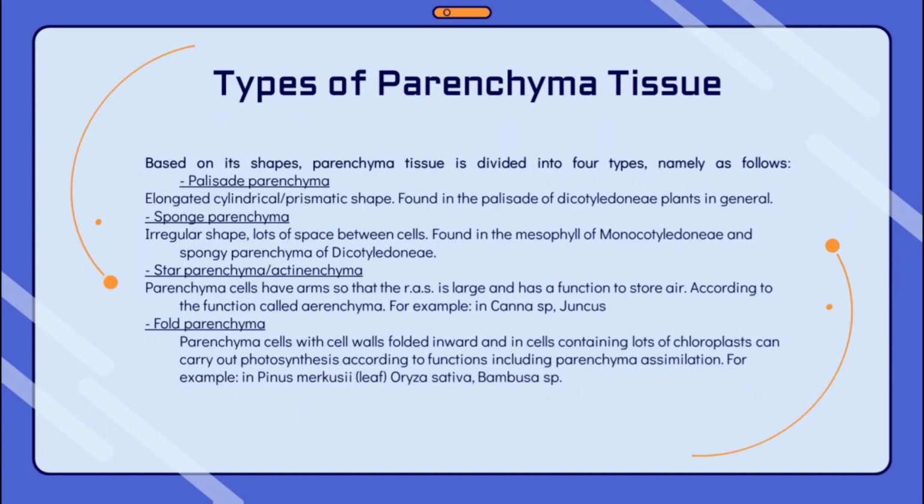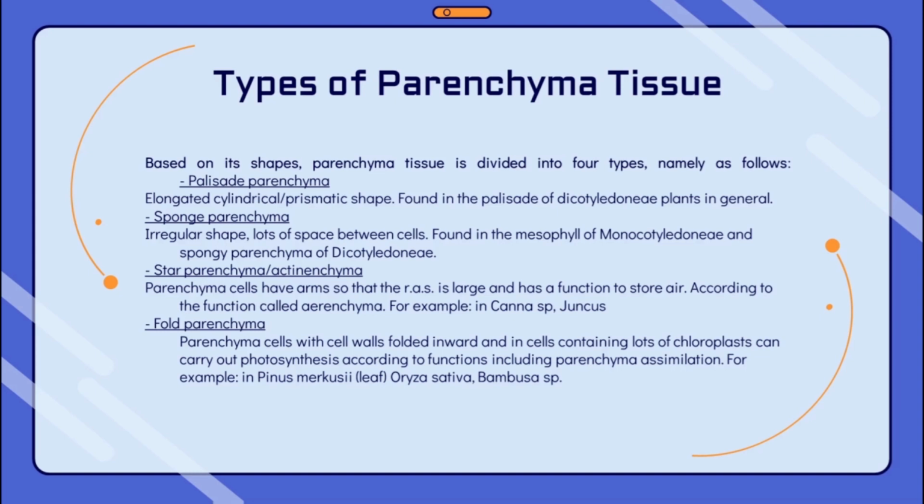Types of parenchyma tissue based on its shape. First, there's palisade parenchyma, of elongated cylindrical or prismatic shape, found in the palisade of dicotyledon plants in general. The second one is sponge parenchyma, of irregular shape with lots of space between cells, found in the mesophyll of monocotyledons and spongy parenchyma of dicotyledons. Third, there is star parenchyma or actinenchyma.